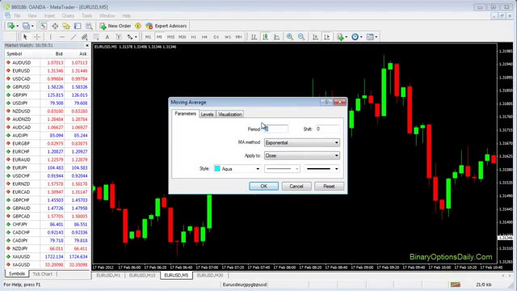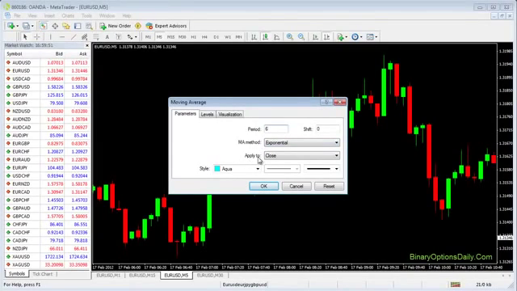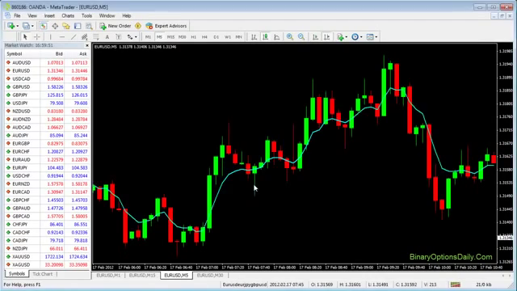We're going to go ahead and add the first one, and our first one is going to be a 6-period exponential moving average applied to the close. I'm going to keep this color aqua, and I'm going to make this line a little bit smaller than it was, and click OK.